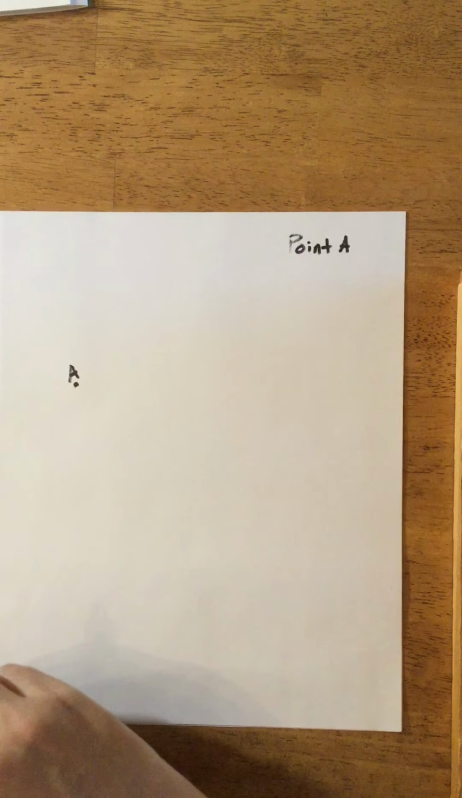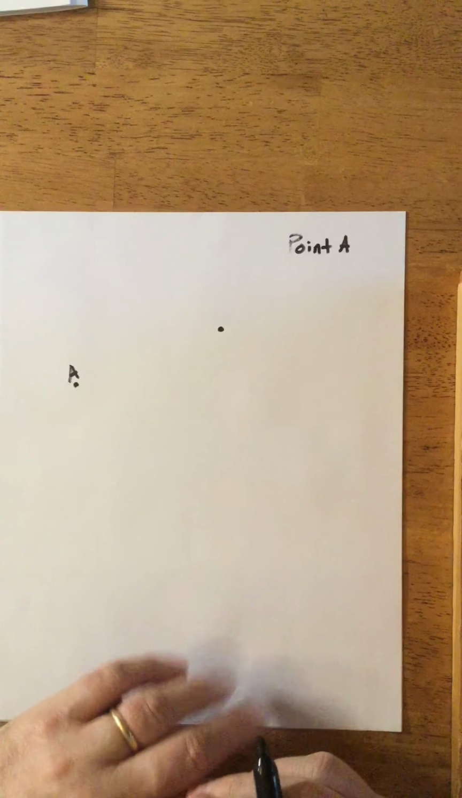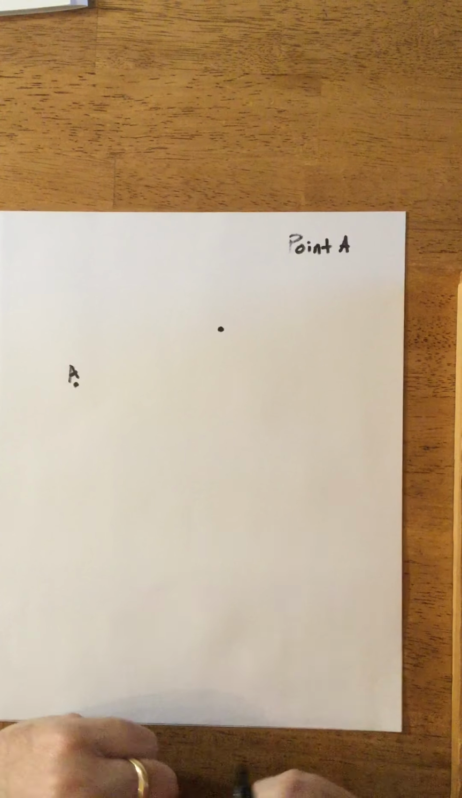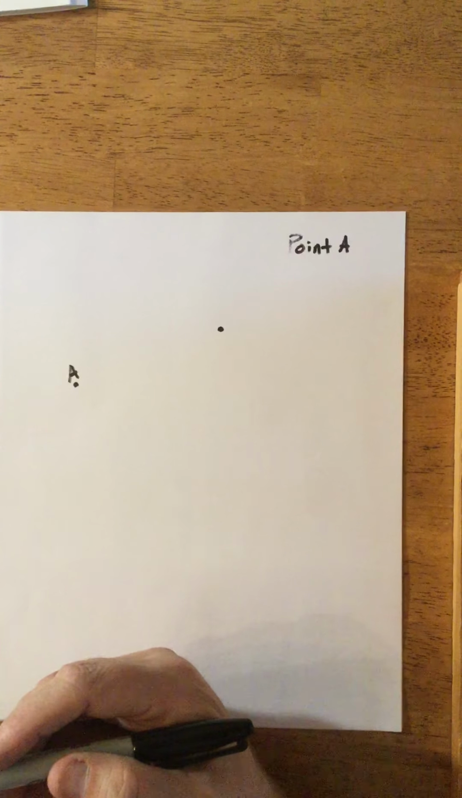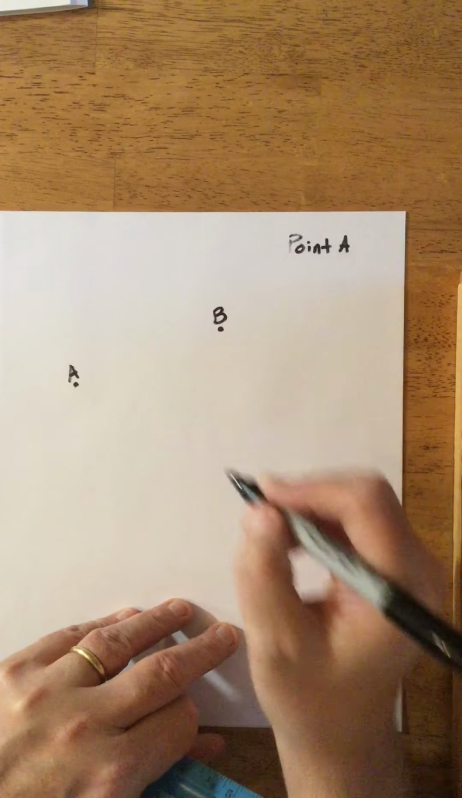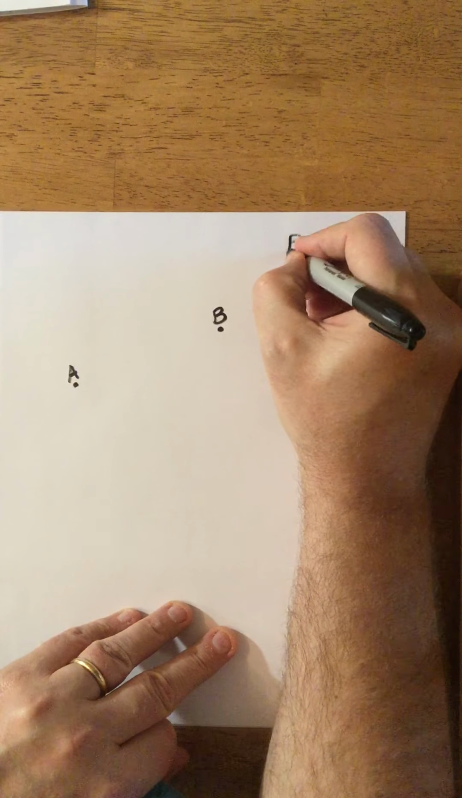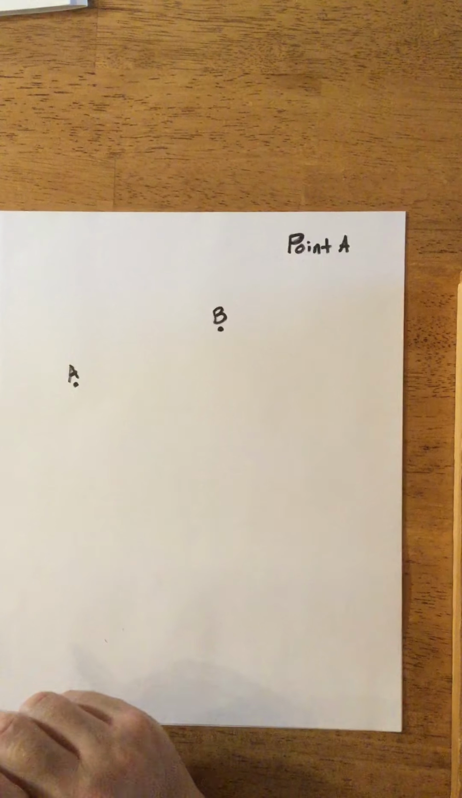And what I'm going to do is I'm going to go ahead and mark another point. And now I can't label that one point A because point A can't be in two places at the same time. So I'm going to label this one point B. So a point is a very specific place on a piece of paper, or in space here.